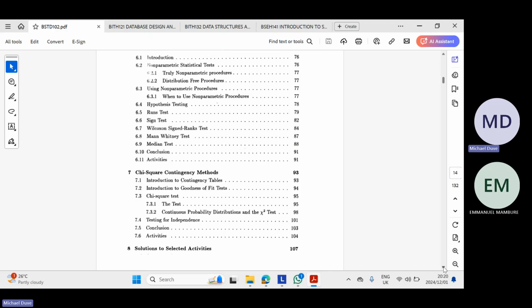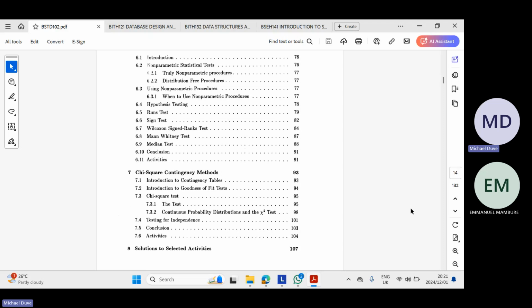So we can just have chi-square, right? The chi-square test, the chi-square contingency method. When you talk of the contingency method, what are we talking about? Chi-square contingency analysis is a statistical analysis technique that is used to determine whether there is a significant association between two categorical variables, right? That is two categorical variables.